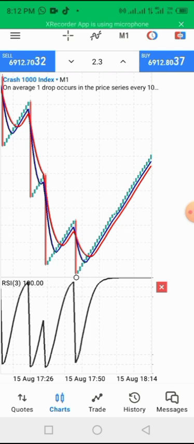So guys, this is a scalping strategy, and it works mainly on Boom 1000 and Crash 1000. I've not really tried it on the other Boom and Crash pairs, but I'm very sure that it works perfectly fine on Boom 1000 and Crash 1000. Before we go into the strategy, I would like to share with you the few settings that we are using for this strategy.